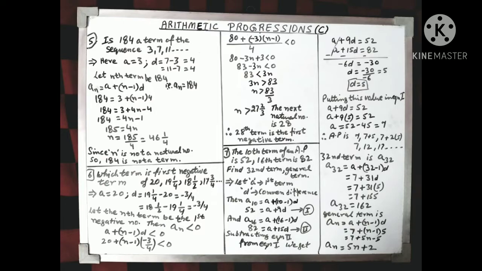Now for the general term we have an is equal to a plus n minus 1d. Put the values of a and d over here and we get 7 plus n minus 1 into 5, that is 7 plus 5n minus 5, which gives us 5n plus 2. So the general term for this AP will be nth term is equal to 5n plus 2. Putting the values of n is equal to 1, 2, 3, 4, we can get any term of this AP, right? I hope you got it.